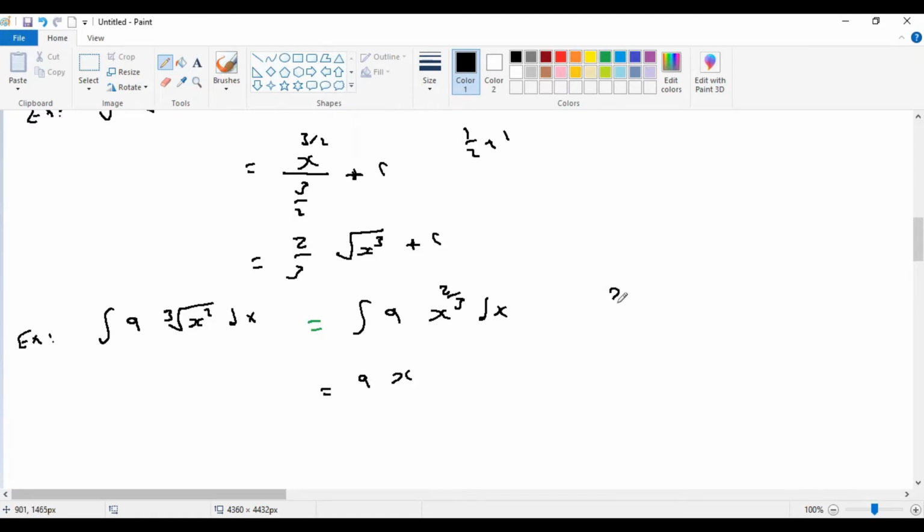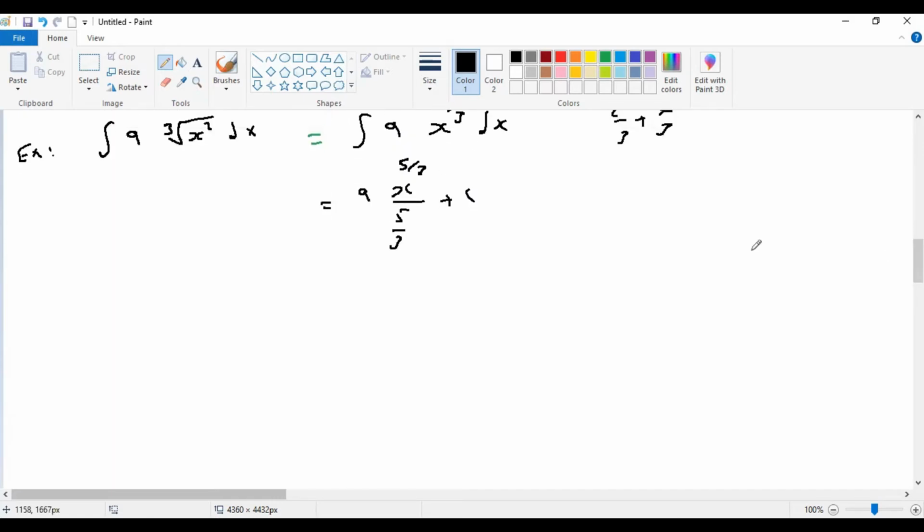x to the power n plus 1. So you have 2 over 3 plus 1, which is 5 over 3, over 5 over 3 plus c. It can be simplified. So this is the answer. We can put 27 here, because 3 times 9 is 27, over 5. And x to the power 5 over 3. So we write this as x to the 5 over 3, cubic root, plus c.